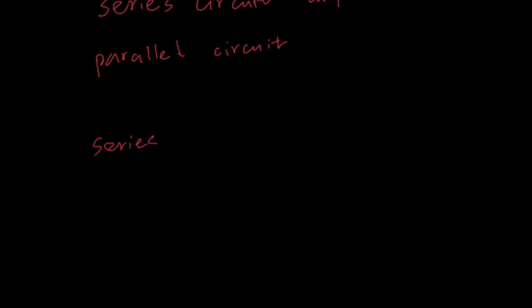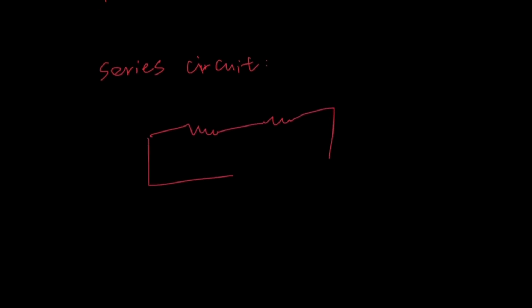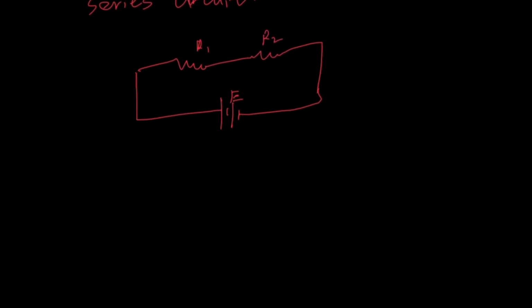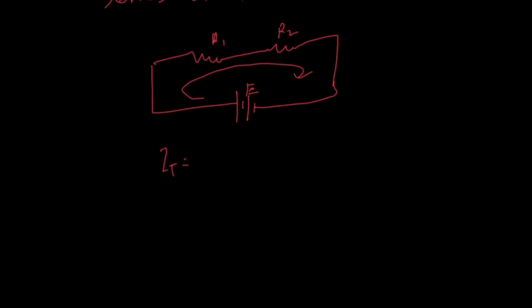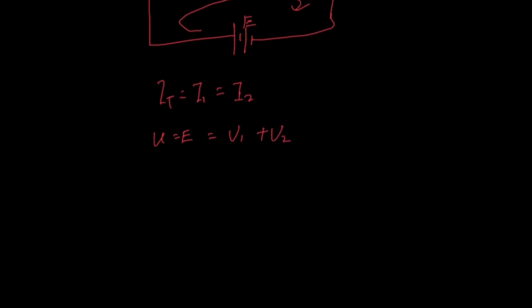So for the series circuit, let's say we have something like this. We have two resistors in series. This is a power source. This is E, this is R1, R2. Since there's only one path for the current to flow, IT equals I1 equals I2. And E equals V1 plus V2. And the ratio V1 over V2 equals R1 over R2.